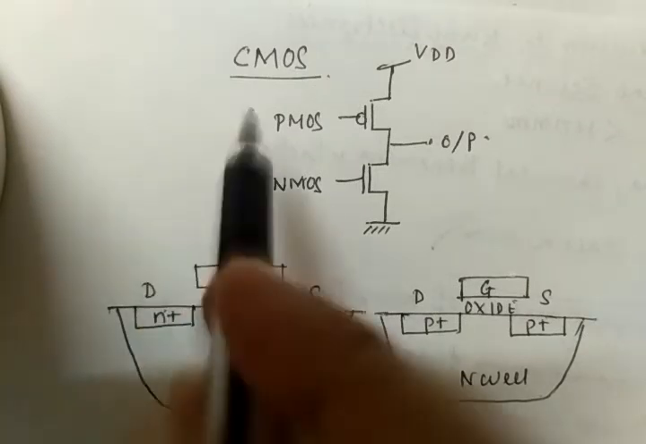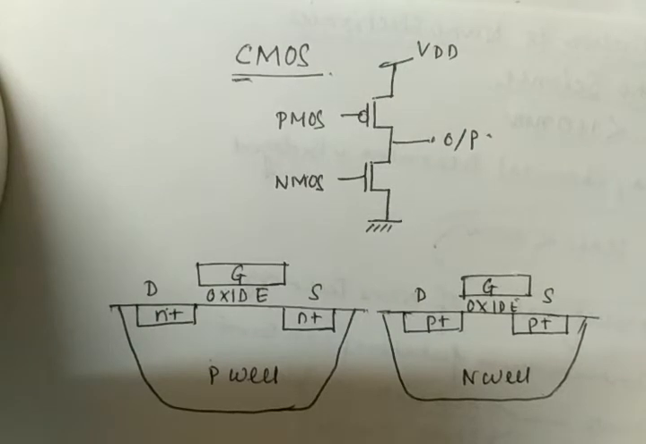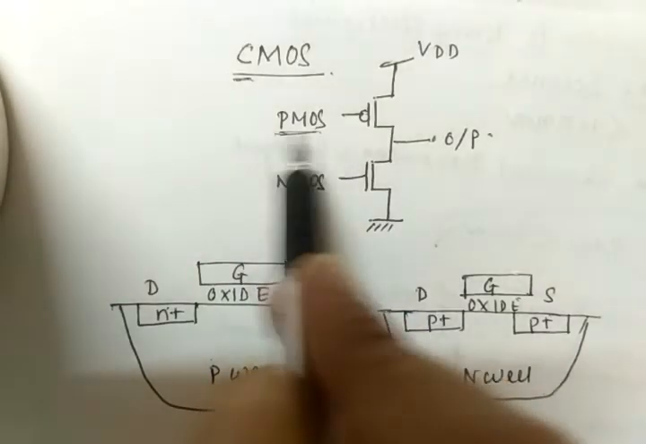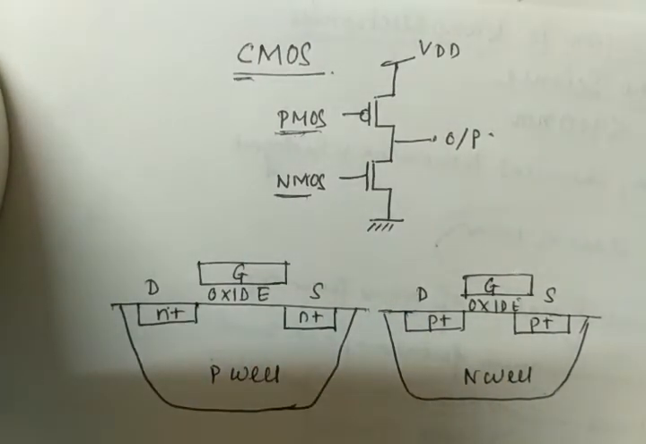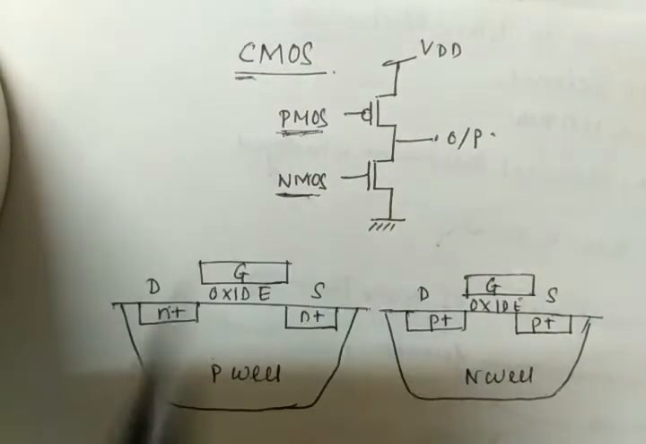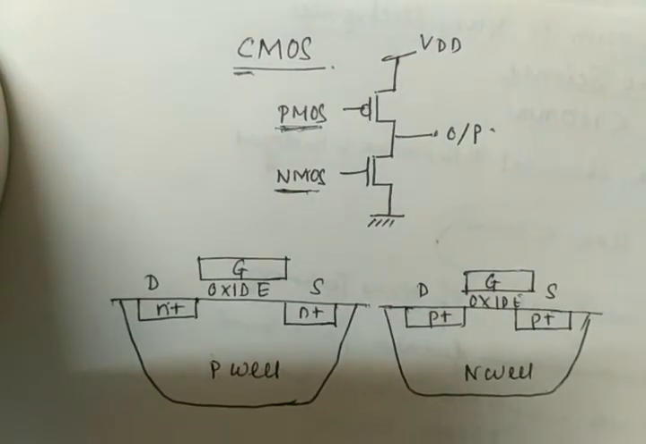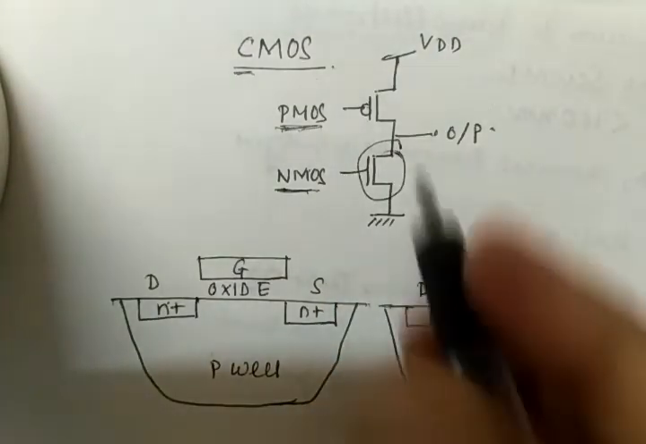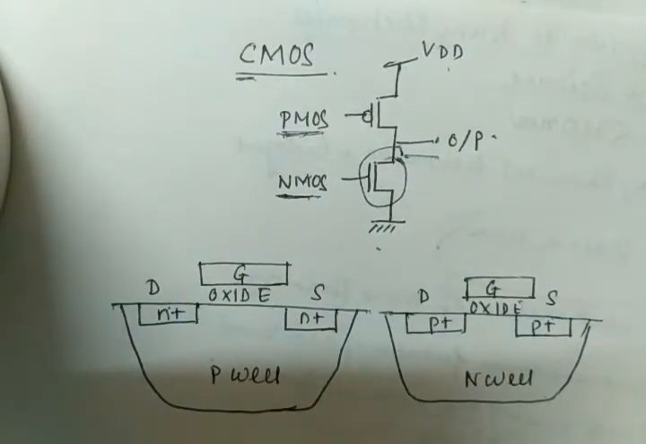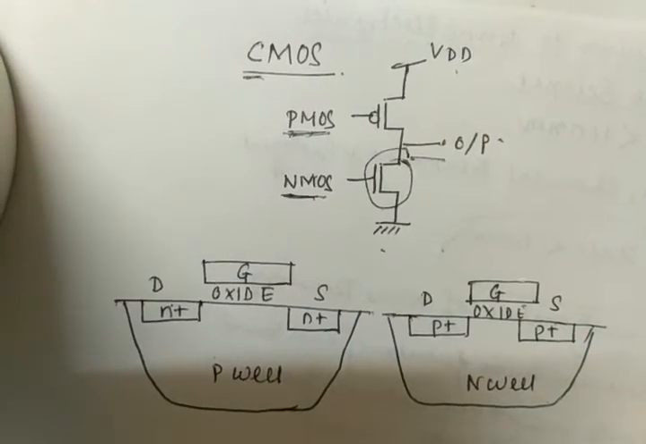So CMOS is nothing but complementary MOSFET. And why is it called complementary MOSFET? Because one is opposite to the other. So it is designed using PMOS and NMOS, which are of opposite nature. PMOS means P channel MOSFET, NMOS means N channel MOSFET. The bubble is the symbolic representation of PMOS, and this is NMOS. These are connected internally, this is the supply, this is the ground, and in the middle there is the output. So it's a basic CMOS architecture, a basic CMOS schematic.